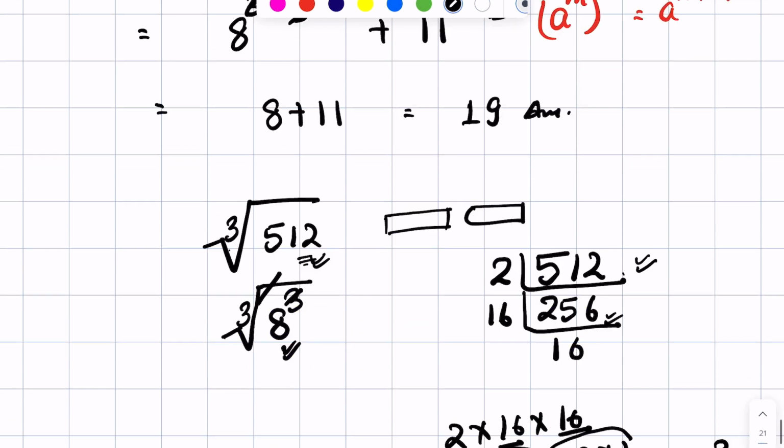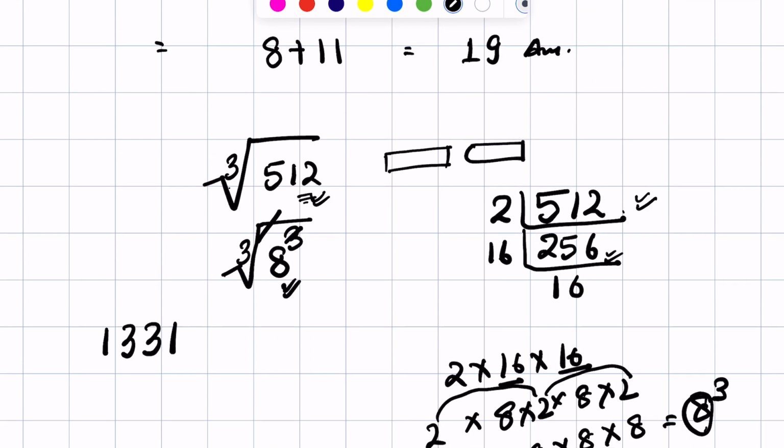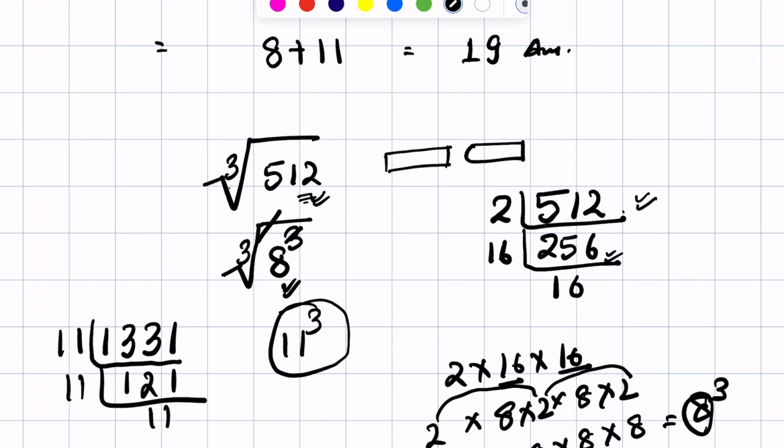Now let's see about 1331. This number is divisible by 11. So 11 times 121 is 1331, and then 11 times 11 is 121. So 11 cube. So this is how you find the cube roots and this is how you add them.